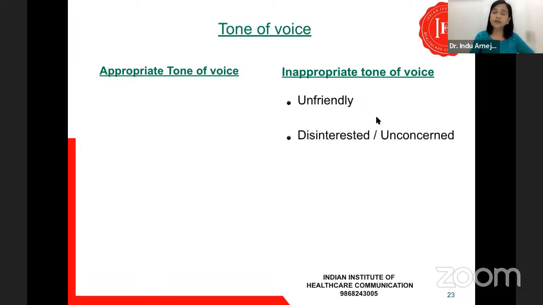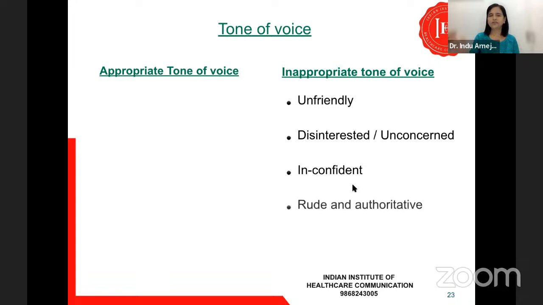Or if you are sounding disinterested and unconcerned. When the patient or their family members come saying something or asking something, and if we sound disinterested or not really concerned, they can sense it that we are not really concerned about their welfare. Or in any situation, if they find us not confident, they will immediately have a doubt that there is something wrong. If you are not sounding confident, they feel either something wrong has happened or something wrong has gone. Or if we are rude and authoritative and aggressive, all these are inappropriate tone of voice.